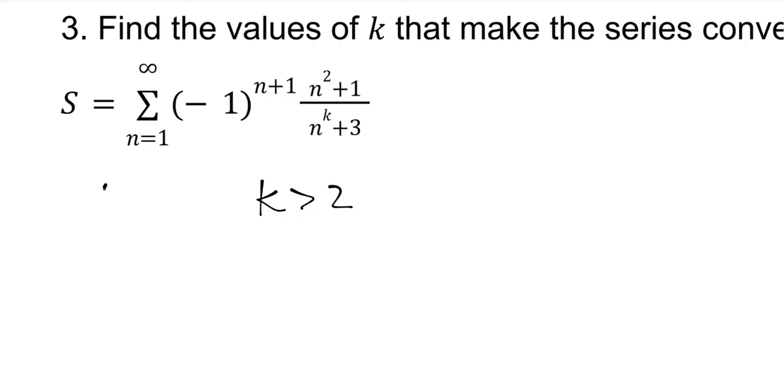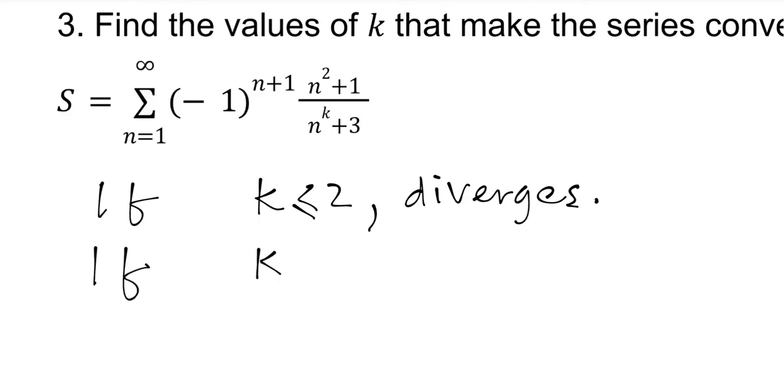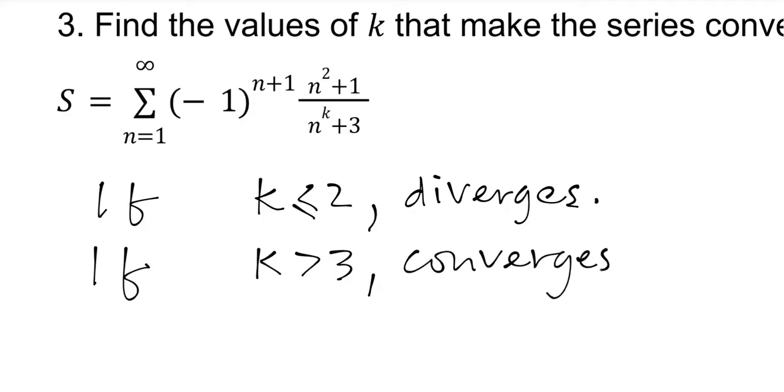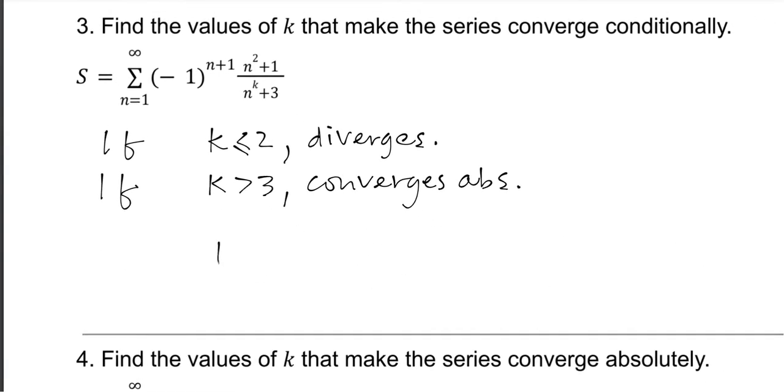Okay, so I think I'm going to, if k is greater than 2, no, I'm kind of backwards. I was saying that was part of my answer. If k is less than or equal to 2, diverges. And that's not converges conditionally. If k is greater than 3, it converges absolutely. So that means that if we are greater than 2, but less than or equal to 3, we'd have conditional convergence.